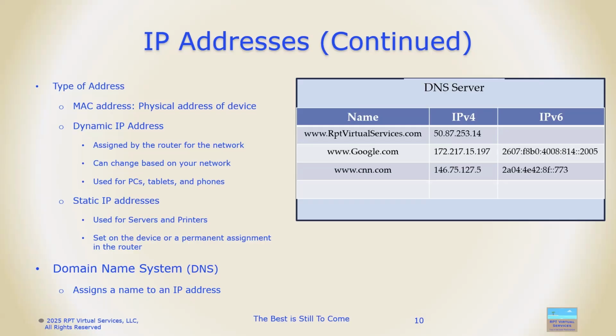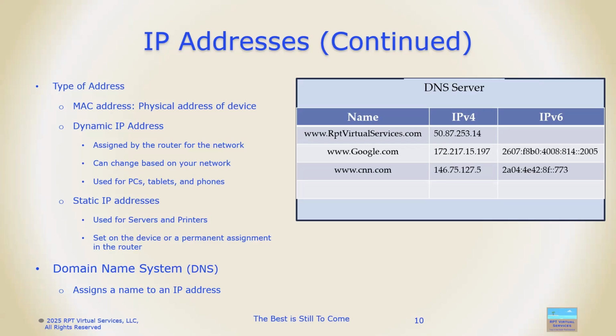You can also set up a static IP address. Static IP addresses are generally used for servers and printers. These are things where you don't want the IP address to change. You want it to always stay the same. So this is either set on the device itself or with a permanent DHCP assignment in the router. If you go into DHCP on the router, you see where you can assign them.